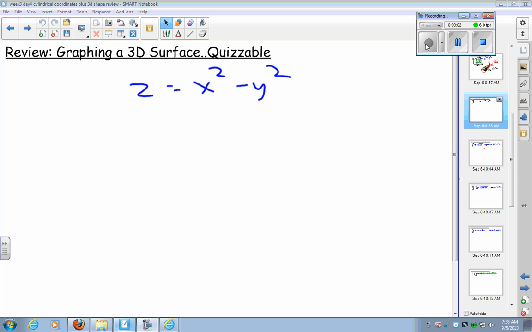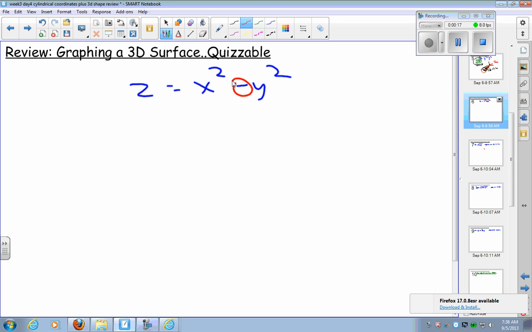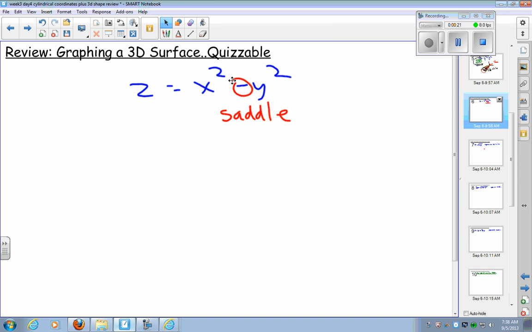So we're going to continue reviewing graphing of 3D surfaces. Let's take a look at this one. Again, you need to recognize that not all three of them are squared, so that has a determining factor to it. It is not a plus here, it's actually the minus, so you need to recognize it's the saddle guy. Okay, and here's how you can draw this guy.